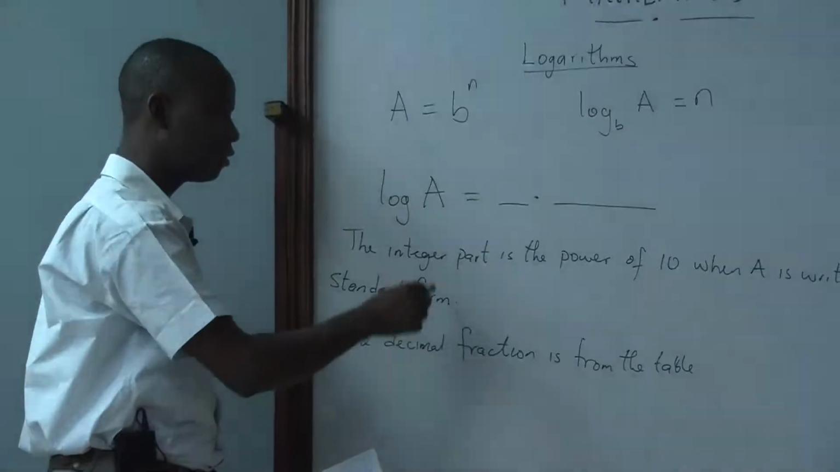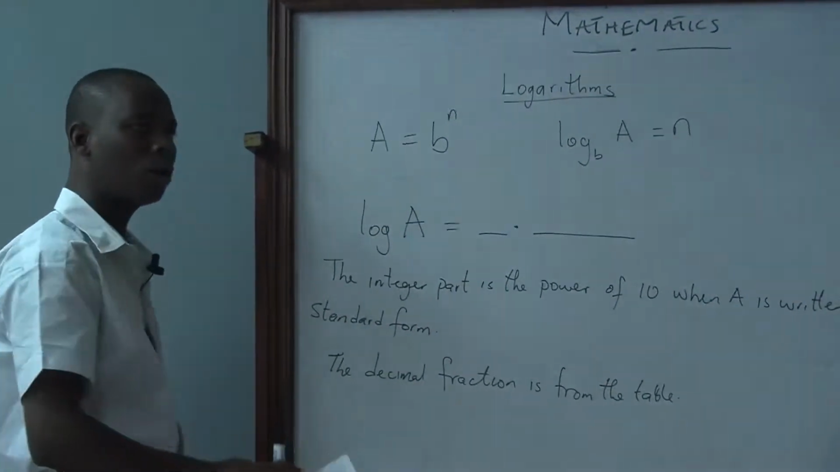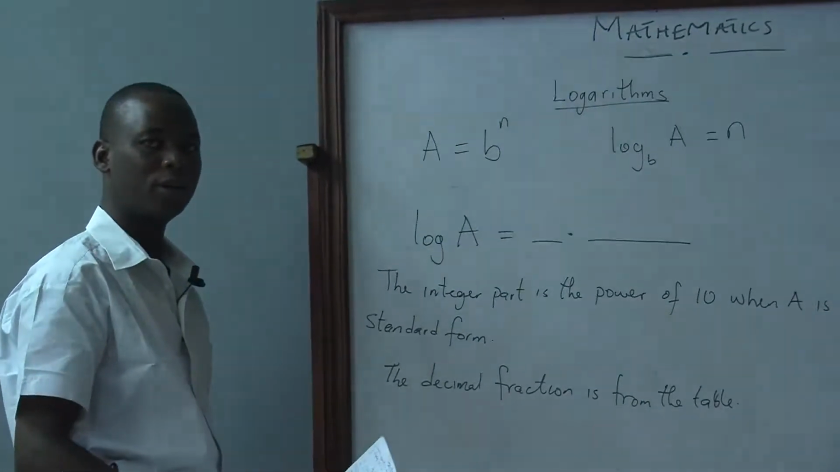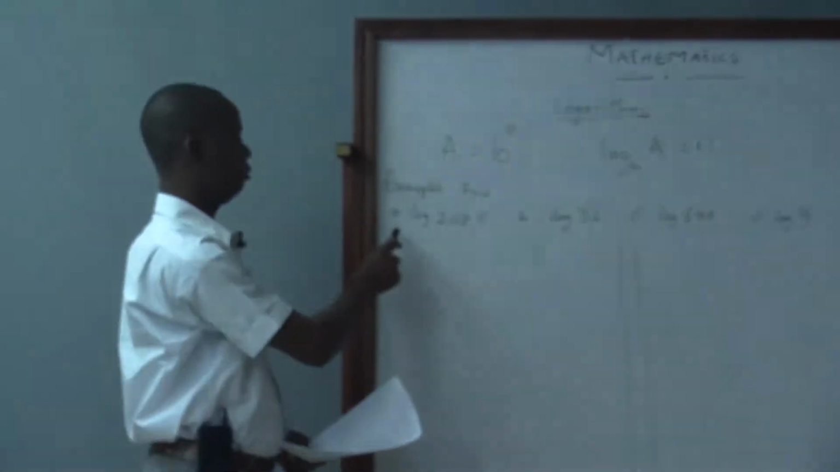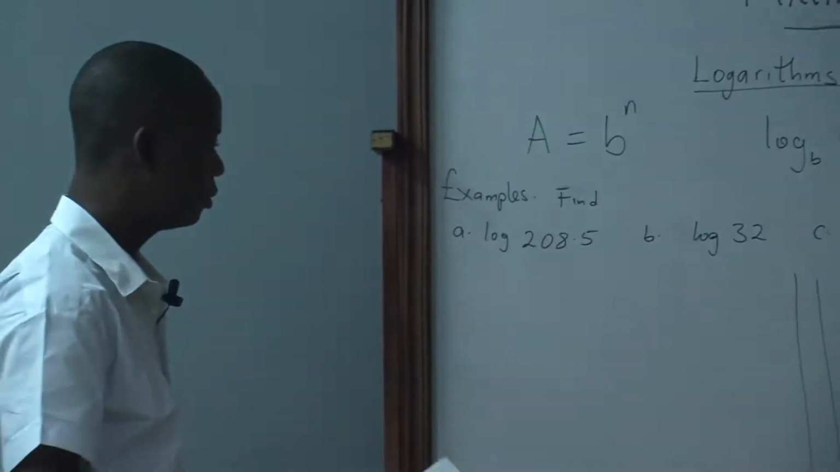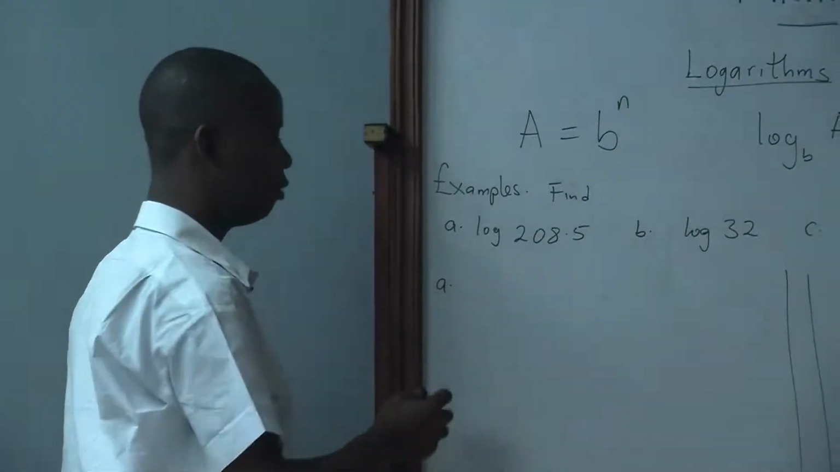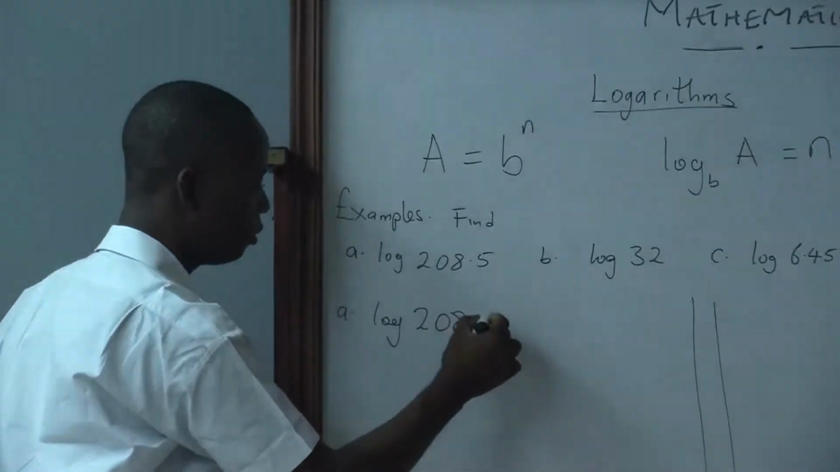Please note this. They are very, very crucial for us to be able to work out and find the value of logarithm at any point in time. Examples. If we were to find log 208.5, let's start with the solution of a first. We want to find what log 208.5 would be.